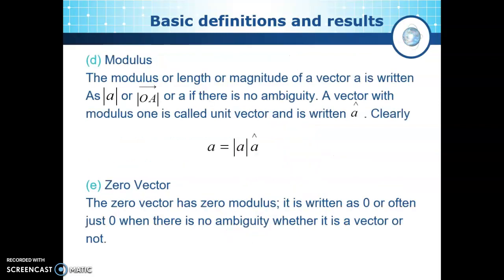Next, modulus. The modulus, length or magnitude of a vector can be written like this or this one. You need to have this. Zero vector is written as this. Zero vector has zero modulus, right? Yes.